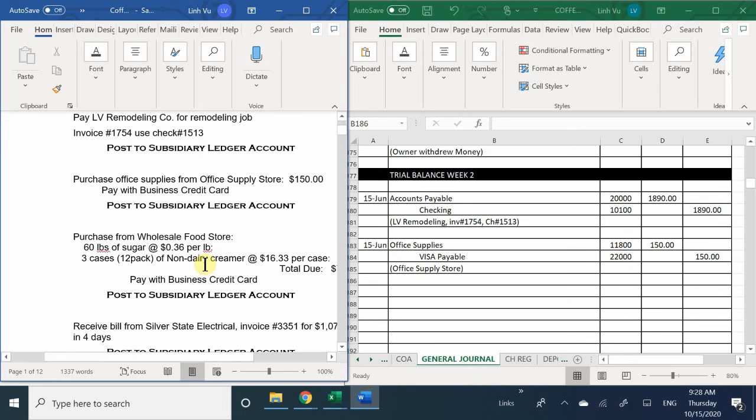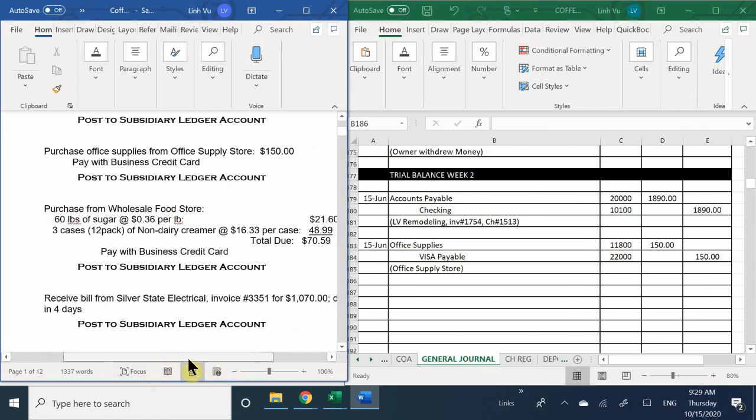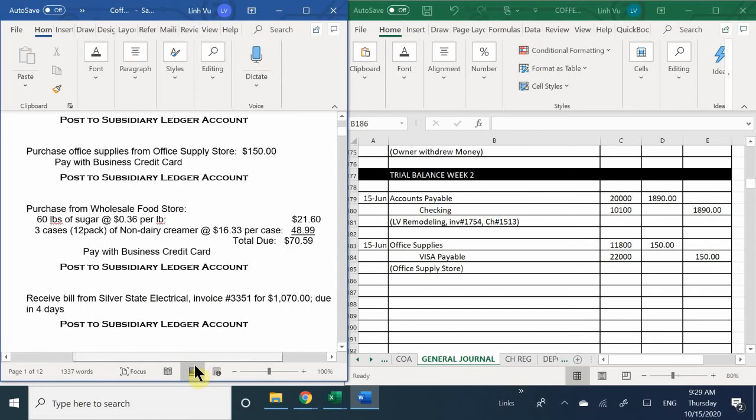Purchase from wholesale food store 60 pounds of sugar at 36 cents per pound in three cases, which is 12 pack of non-dairy creamer at $16.33 per case. Okay. Sugar is $21.60 and the creamer is $48.99. Total due $70.59 and was paid with the business credit card. All right.